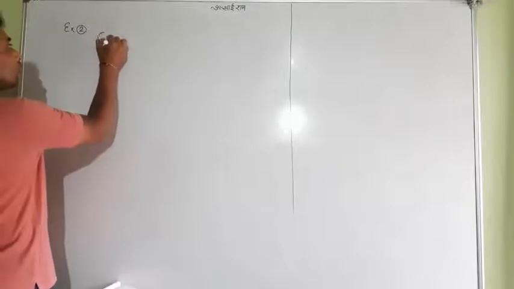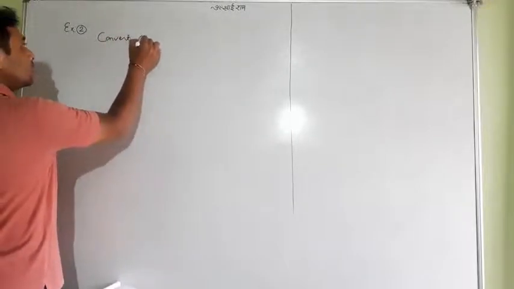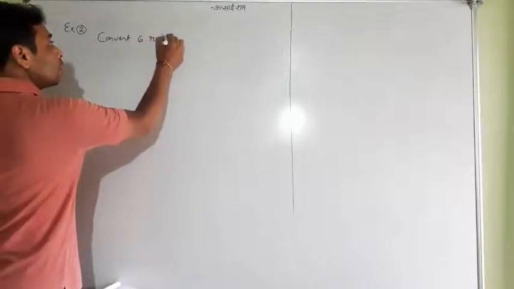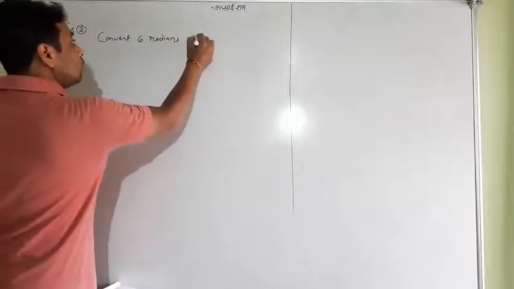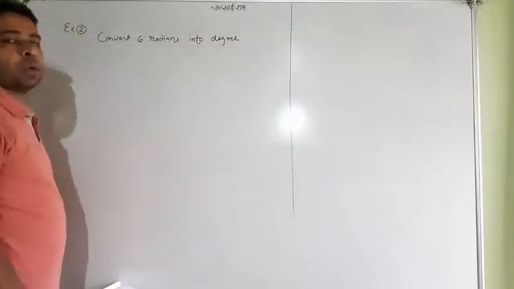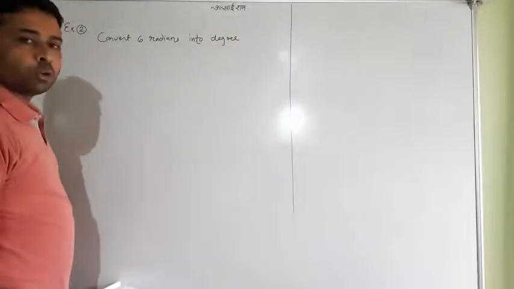Convert 6 radians into degrees. That is the question. Convert 6 radians into degrees.